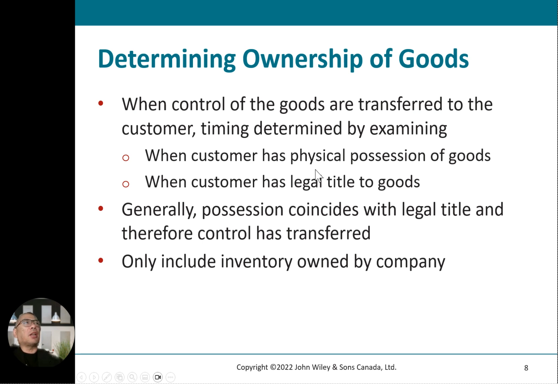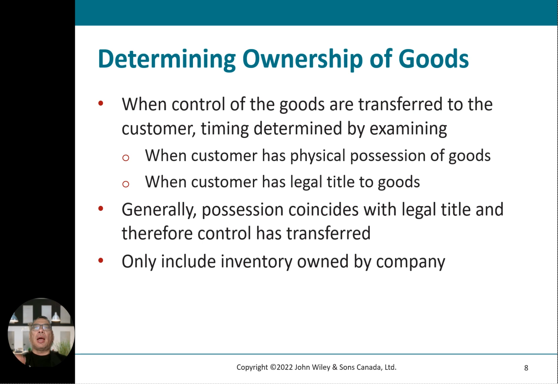When customer has physical possession of goods. When customer has legal title of goods. Okay. Generally, possession coincides with the legal title, therefore control has to be transferred. Only include inventory owned by the company. Make sure it is inventory owned by the company. If it is consignment, that is not owned by the company.